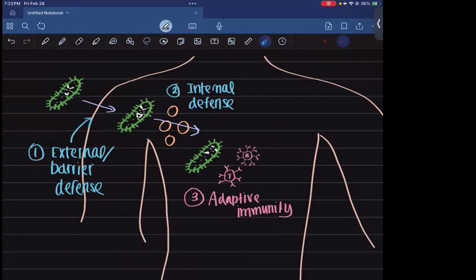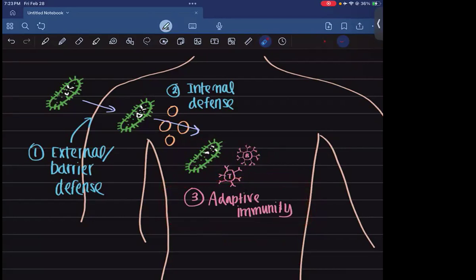Once it has entered your body, there will be something known as the adaptive immune response, which is actually the specific immune response. Here there will be T and B lymphocytes specifically targeting this particular bacteria, and it can't escape. This bacteria cannot escape from adaptive immunity.